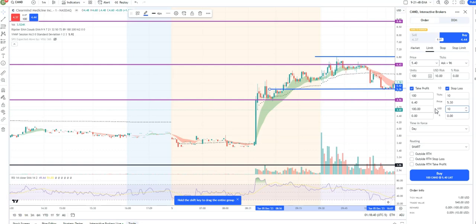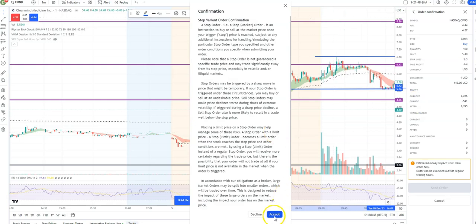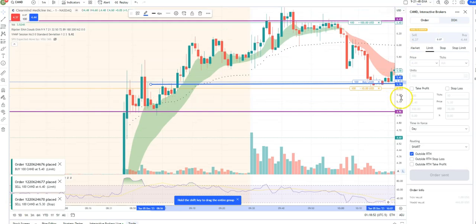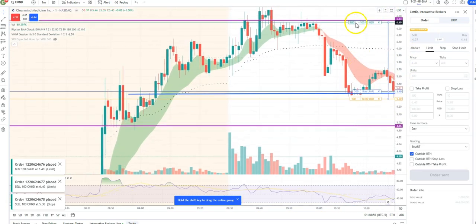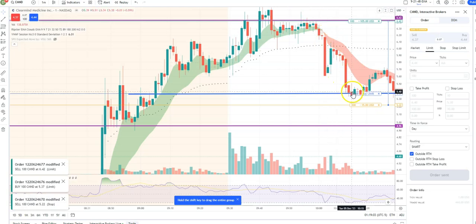Okay, so if this is my plan and I want to put the order in, see how my order is looking. You like it, right? If this is working, you can also adjust here. See what's happening: when the price comes to the blue line at 5.4, I will buy 100 shares.